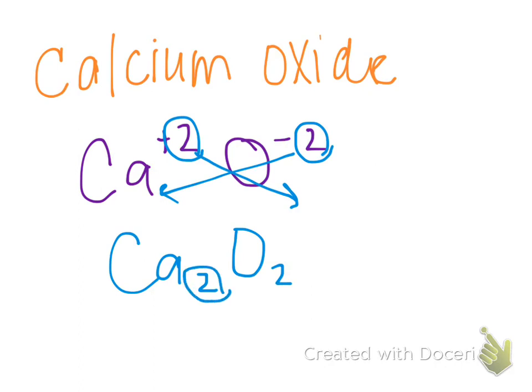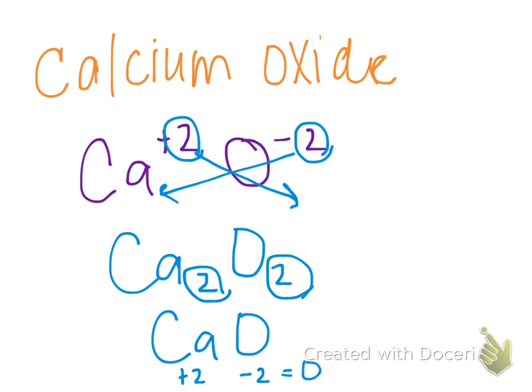What do we know about these subscripts right here? They're even, so we can reduce those. When they match, we can reduce those subscripts, which means we're left with CaO. Do our charges balance out here? Yes. We've got a +2 and a -2, which gives us an overall charge of 0.